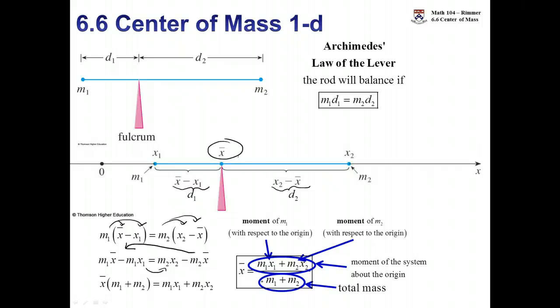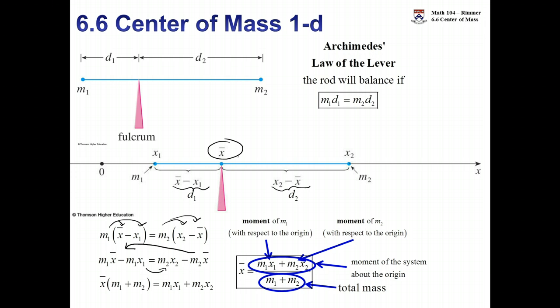If you have more points, then you just continue to add to the numerator and to the denominator. In general, if you have n point masses on a line, this is still in 1D, then we can add up the mi times xi as i goes from 1 to n and still divide by the total mass. And that will give us our x bar.